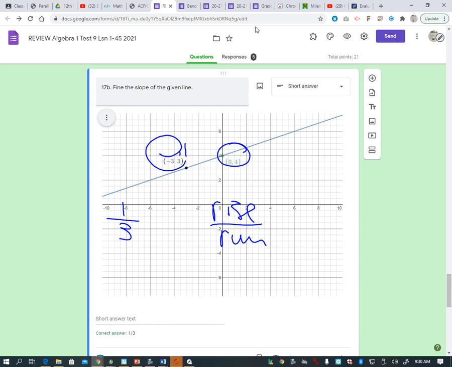The other way of doing this is y2 minus y1 over x2 minus x1, because they give you the coordinates. So there's a formula way to do it as well.